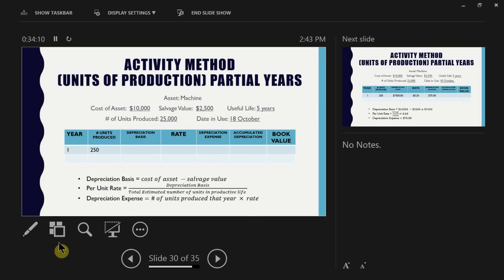So 250? Not 250, that's what's produced that year. Right, it says total estimated number of units. Okay, the production life, so 10,000? Not 10,000, that's the cost. Oh my God, I'm not saying thousand. Yeah, 25,000. 25,000, oh, 3.